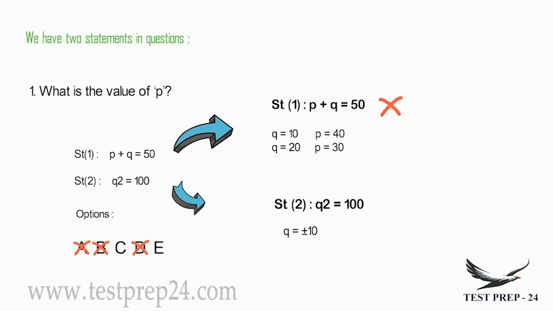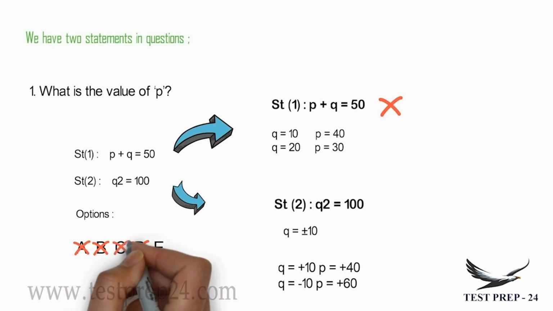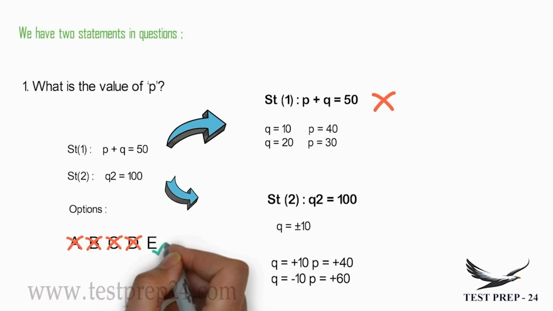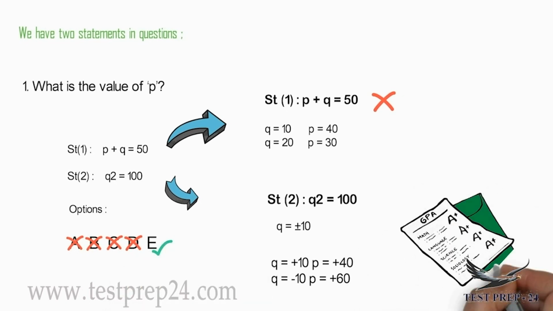Now our next step is to combine both of the statements. When you combine both the statements, you can try to answer. Based on your second statement, the value of Q is plus or minus 10. If I take my value of Q as plus 10, the value of P will be 40. And if I take my value of Q as minus 10, P will be equal to 60. So even if I combine both the statements, I am getting two different answers. So option C is also eliminated and option E is my answer. And this is the way you are supposed to solve your data sufficiency questions.